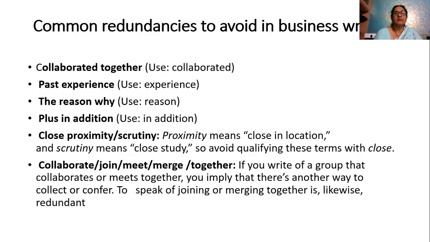So far we came to know the definition and explanation part. Now we'll see some examples. Common redundancies to be avoided in business writing. What are they? You are saying "collaborated together." Suppose in a business, two people want to collaborate. Collaborate means coming together, so no need to say "collaborated together." They came together to start a business, or they collaborated to start a business. Both give the same meaning.